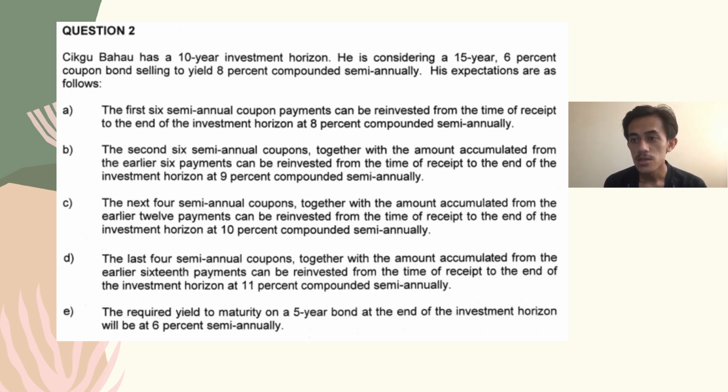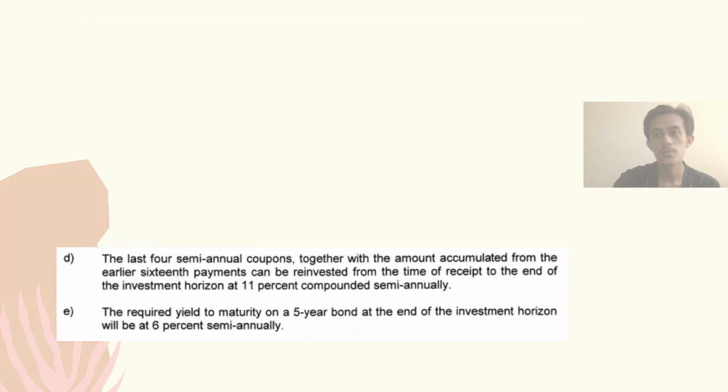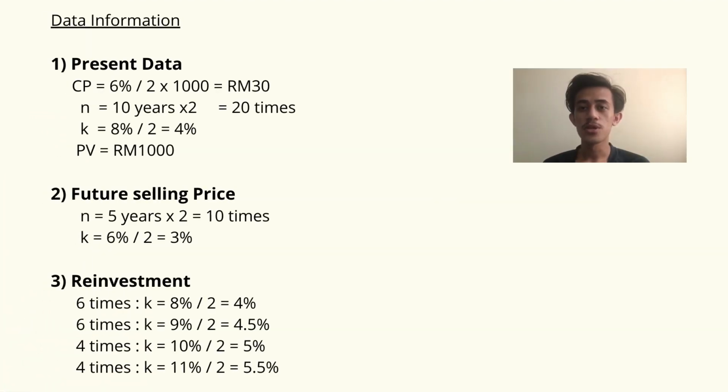The required yield to maturity on a 5-year bond at the end of the investment horizon will be 6% semi-annually. The first thing that we need to do is list down the data information. The first data is the present data. The coupon payment is RM30, N is 20 times, K is 4%, and the par value is RM1,000.